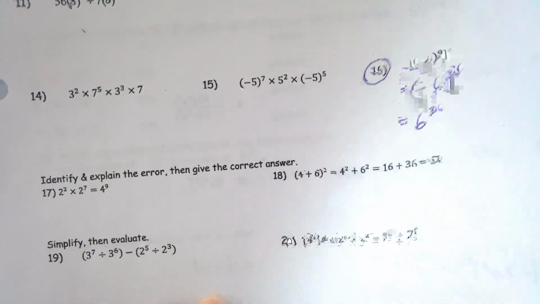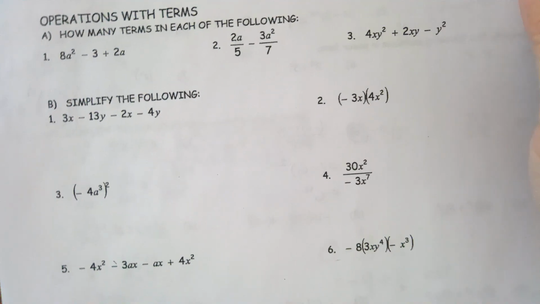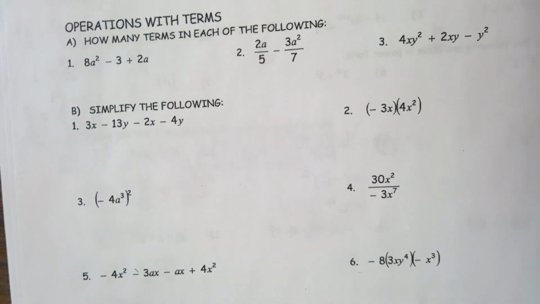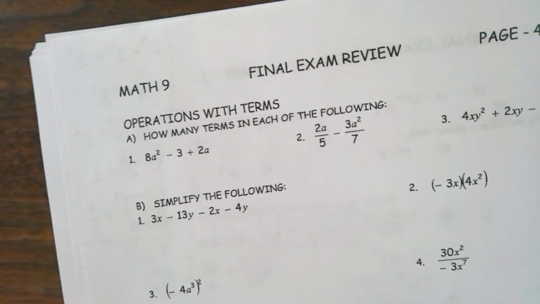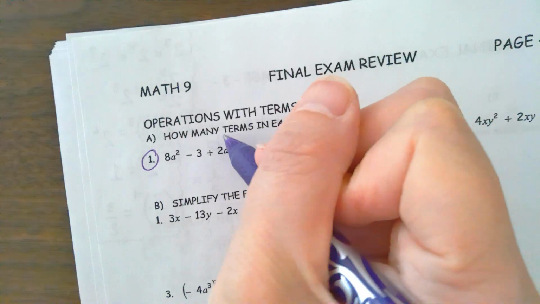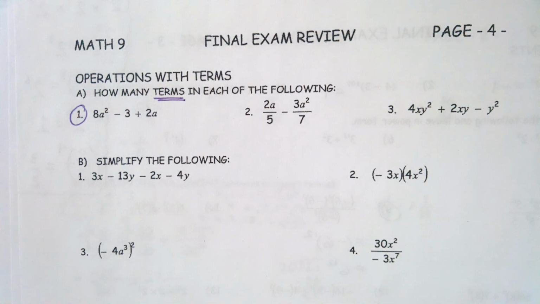Picking and choosing questions to go over. Okay, algebra. Let's go over this first one first. How many terms? Okay, so on page 4. Just on the right side of that page.